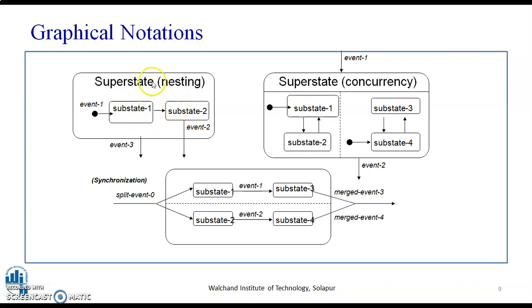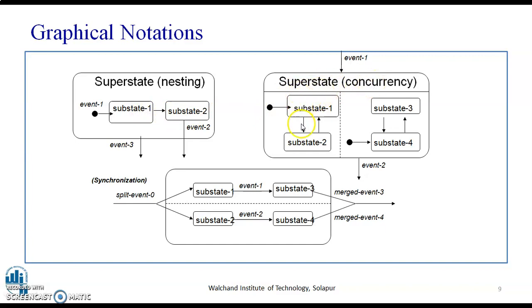It is also called the composite state. It may be the case that there is a start state. It may or may not have an end state. Whatever events are there, they are written on the arrows, and the substates are labeled by writing the name of the state. Now, this is a second superstate model which is showing concurrency.